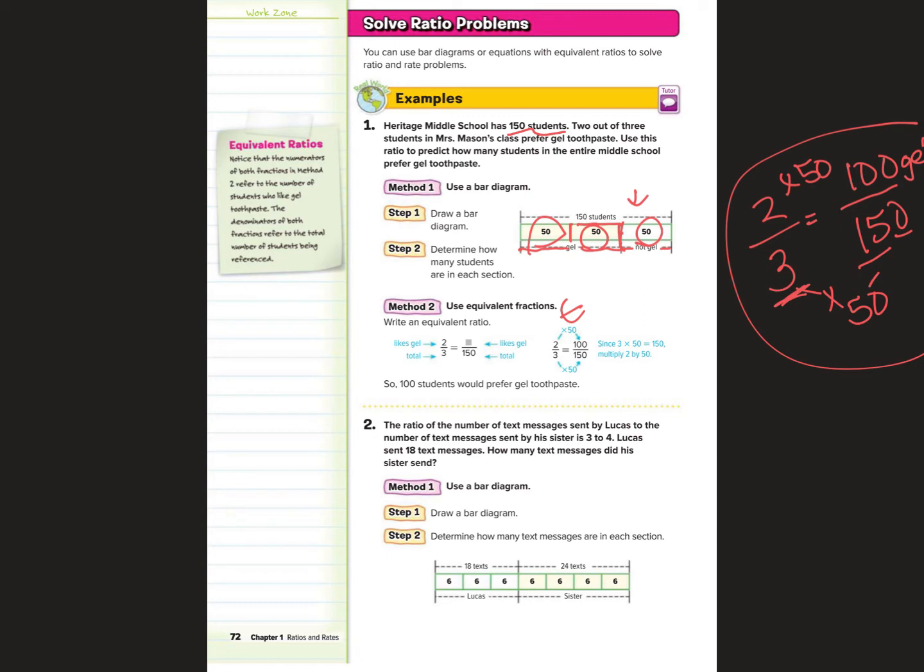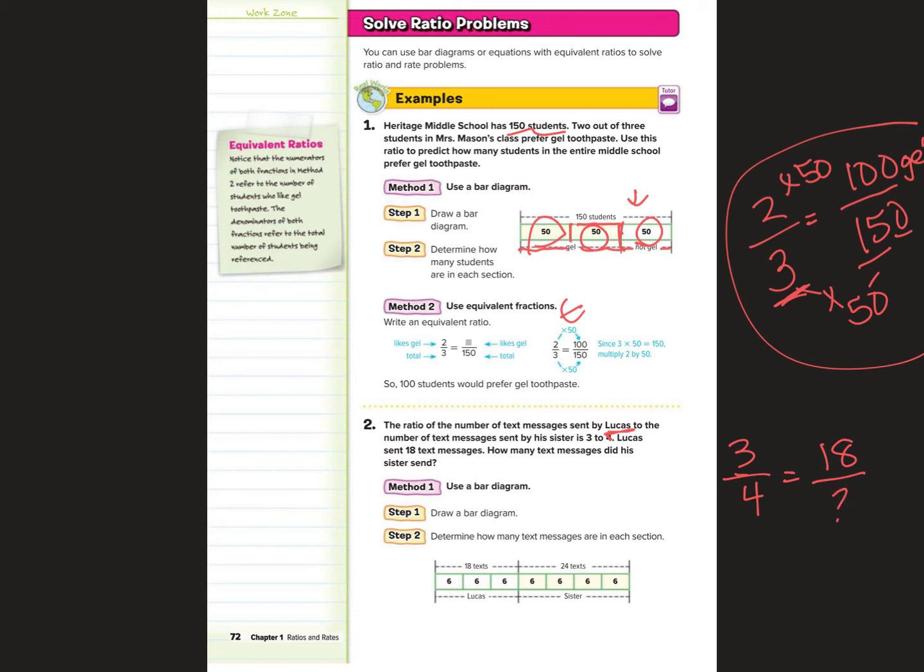Let's practice that bar diagram again. The ratio of the number of text messages sent by Lucas to the number of text messages sent by his sister is 3 to 4. So for every 3 text messages Lucas sends, his sister sends 4. Sister sends more. So let's write that ratio down: 3 to 4. Lucas, which would be our numerator, was 3, and sent 18 texts.